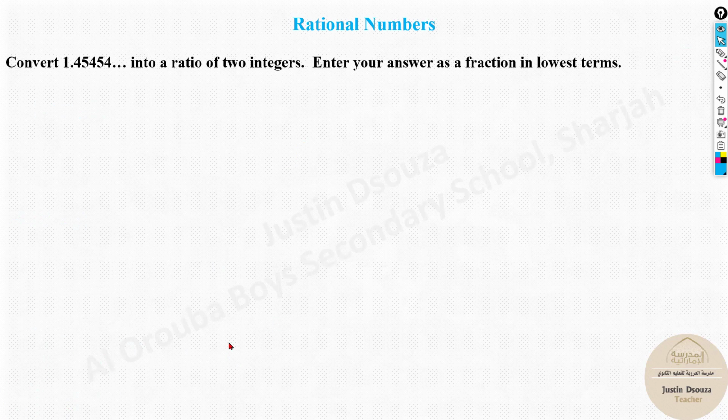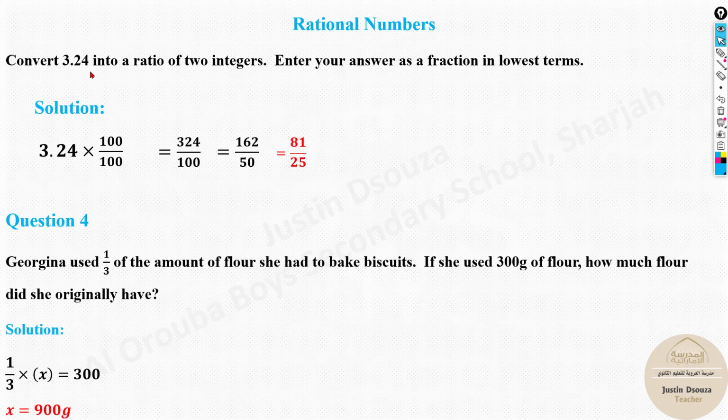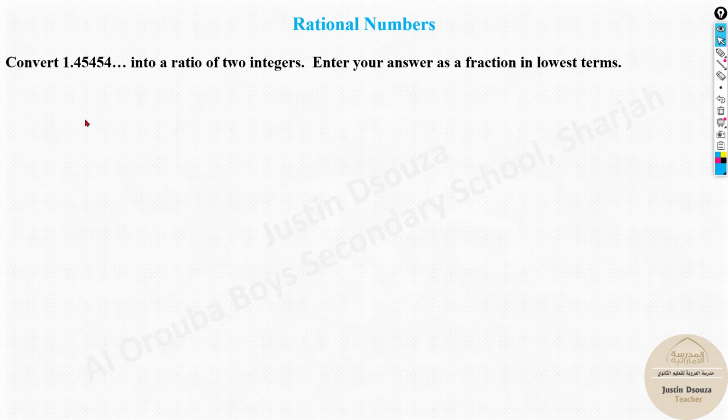And the last problem over here now, convert 1.45454, it just keeps on going, into a ratio of two integers. Enter your answer as a fraction in the lowest form, same as the previous problem, but just that there's some recurring. So this doesn't stop. In the previous part, I told you to multiply by 100 because it's just two decimals, right? Over here, how many are you going to multiply? Infinite? No. So there is a method over here.